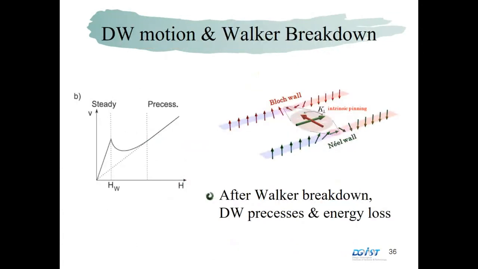Because of this topological protection, the domain wall motion is affected by the suppression of the Walker breakdown. Usually, after the Walker breakdown, the domain wall can be deformed. Then they require more energy. So that's why there is some kind of velocity drop. There is a lot of energy loss. So by suppressing the Walker breakdown, we can make faster domain wall motion.